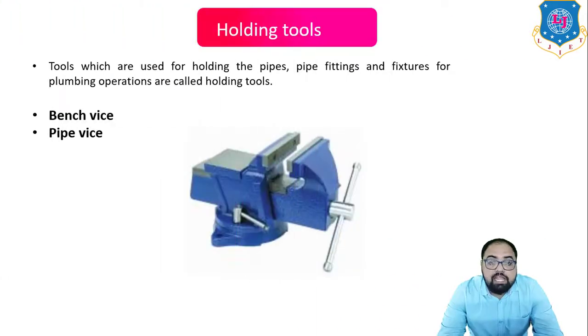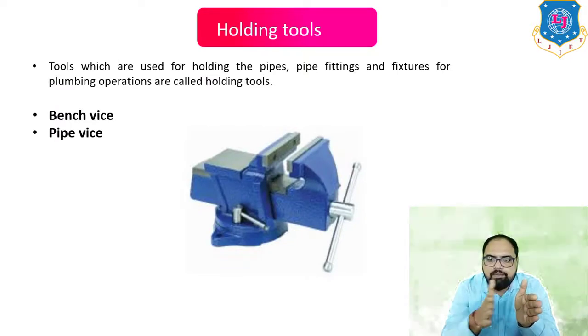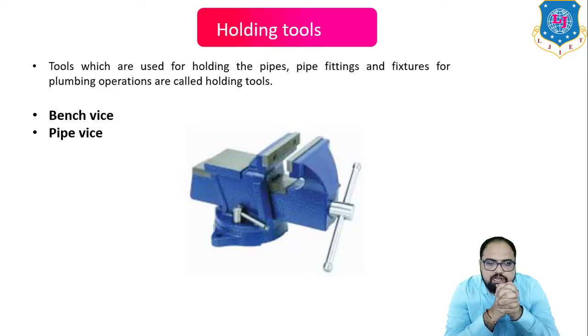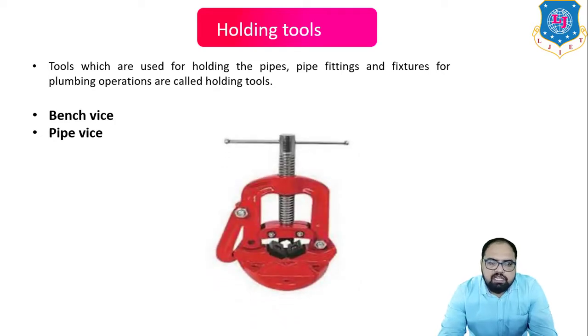The bench vise has two jaws. One is the fixed jaw and another is the movable jaw. These jaws are fitted with plates for better grip on the object during the task. The vise size depends upon the width of the jaw. The next is the pipe vise.